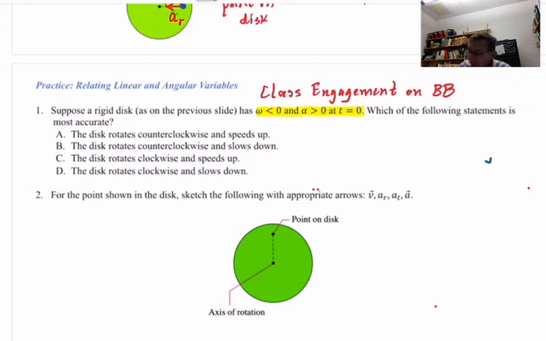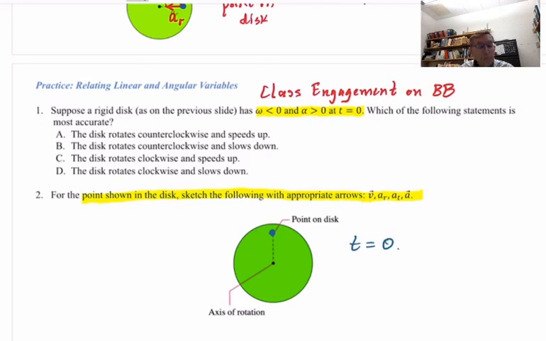Then I want you to draw pictures. You're going to have to do this on a piece of paper and snapshot it and upload it as a PDF, because I want you to draw a sketch. For the point shown on the disk, notice where it is, right there. For that point, right up there on the disk, at that instant, sketch the following with appropriate arrows: V arrow, A radial, A tangential, and A arrow. You can assume that this is at t equals 0.